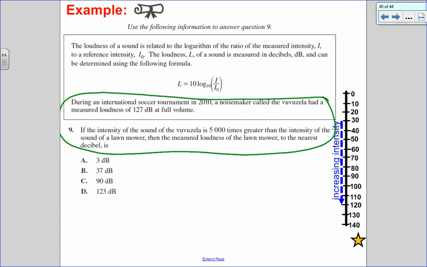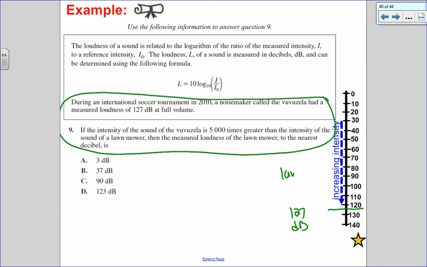So during an international soccer tournament in 2010, a noisemaker called the vuvuzela had a measured loudness of 127 decibels at full volume. That's pretty loud. 127 decibels. If the intensity of this noisemaker is 5,000 times greater than the intensity of the sound of a lawnmower, then the measured loudness of a lawnmower to the nearest decibel is what?